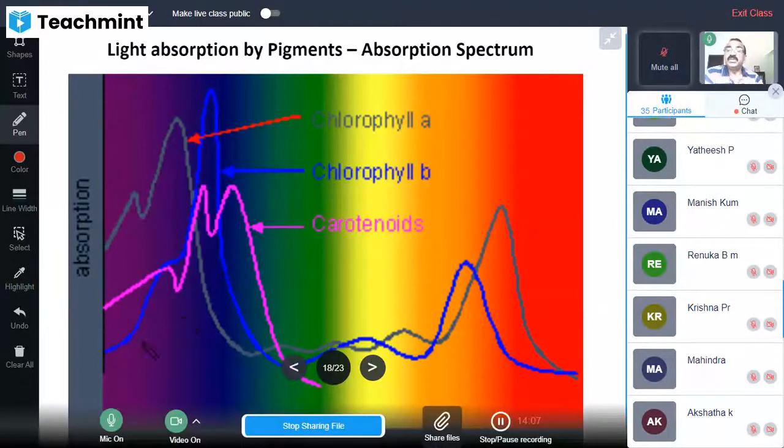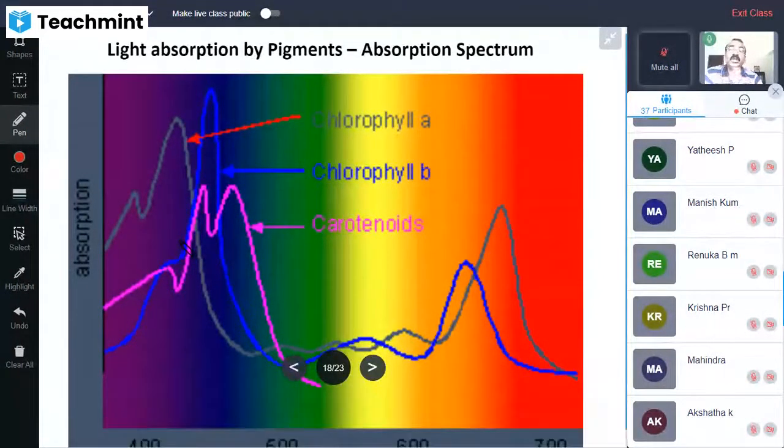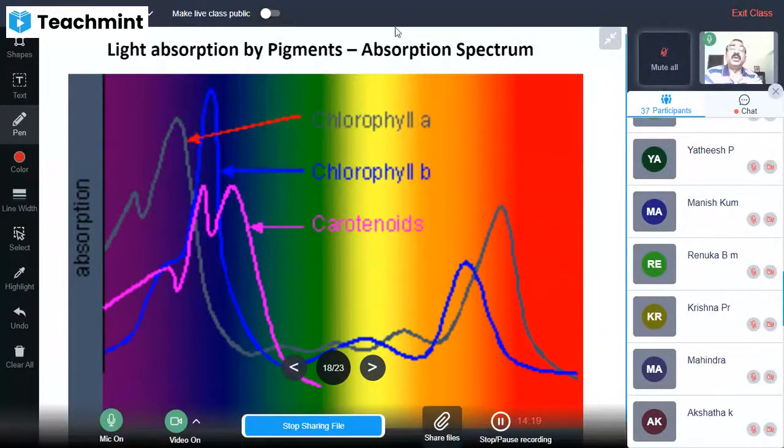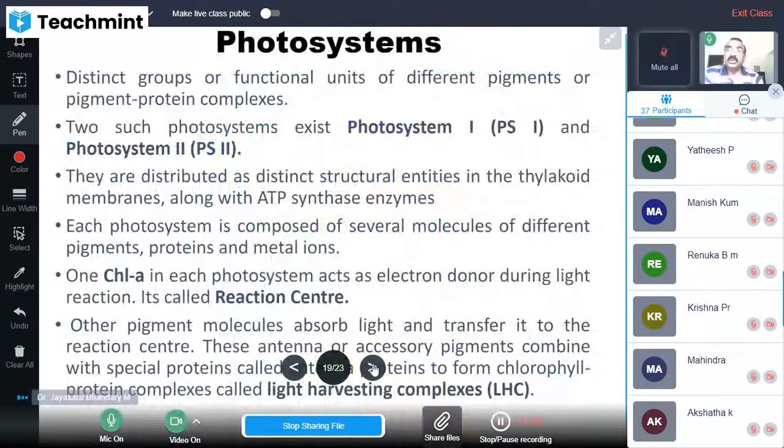Now this is the graph which shows the absorption of wavelengths by different chloroplast pigments, and this is called the absorption spectrum. Of course, we will study about this in detail at the end of our discussion. Okay. So this is where we stopped in the previous class, right?